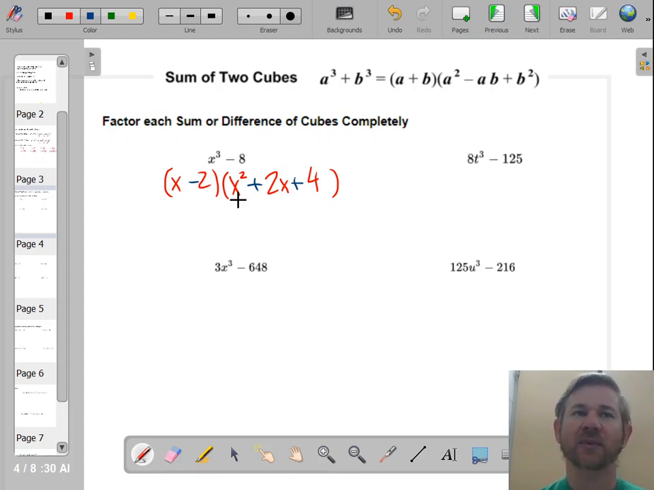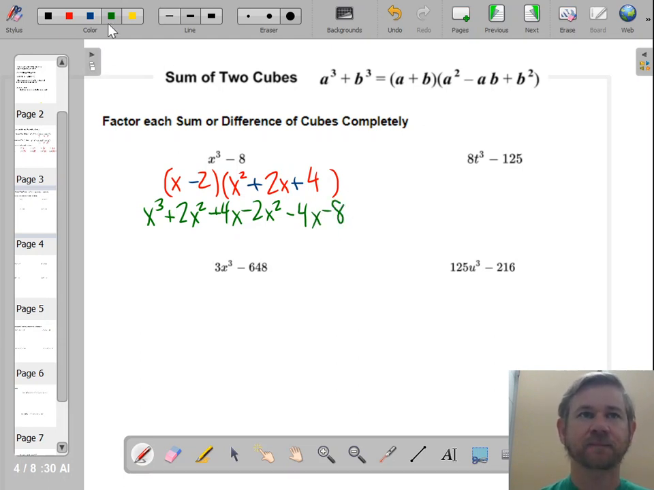Now I think it's worth seeing at least once why this works. So I'm going to expand it out and check my answer. X times x squared is x cubed. And then I have plus 2x squared plus 4x minus 2x squared minus 4x minus 8. And you'll notice that the middle terms all cancel out and you're just left with x cubed minus 8, which is what we were trying to get in the first place. So the reason that this formula works is because these terms all cancel out and you're just left with the first term cubed and the last term cubed. So you've got x cubed and 2 cubed.